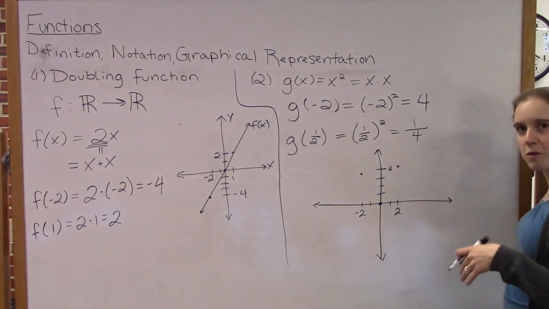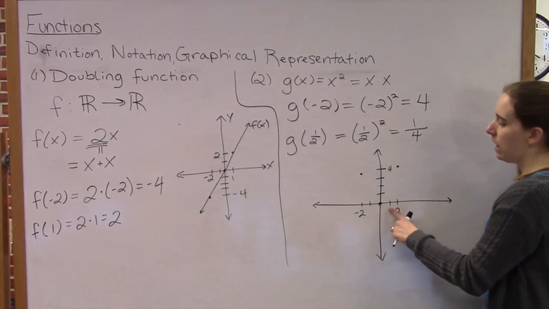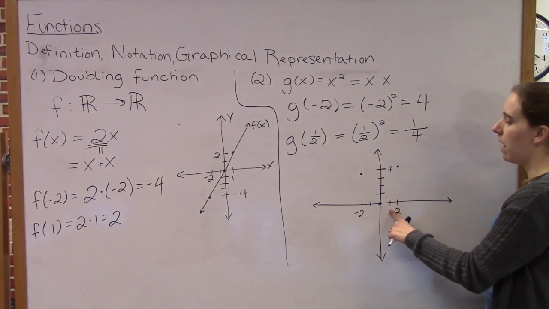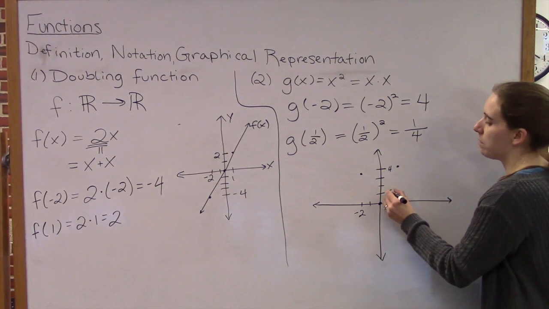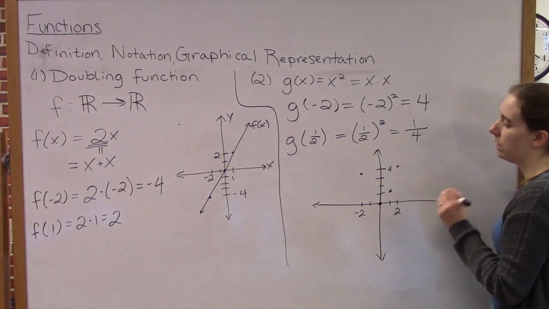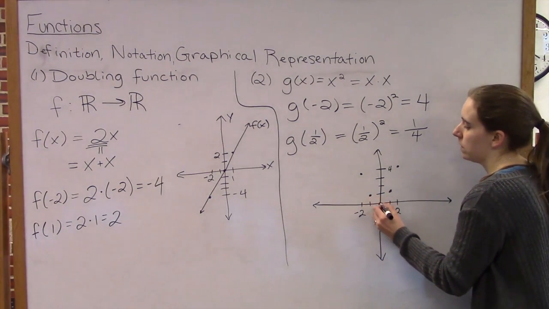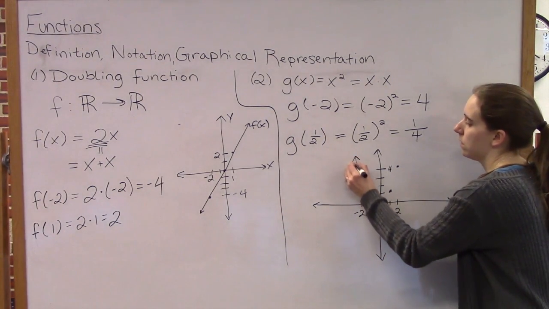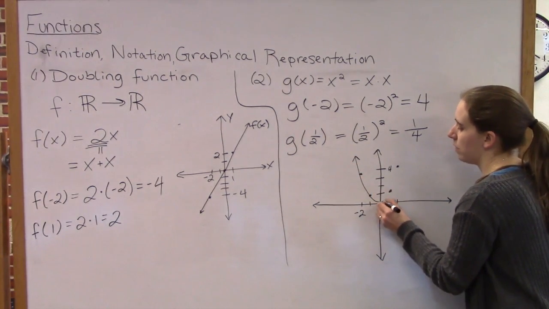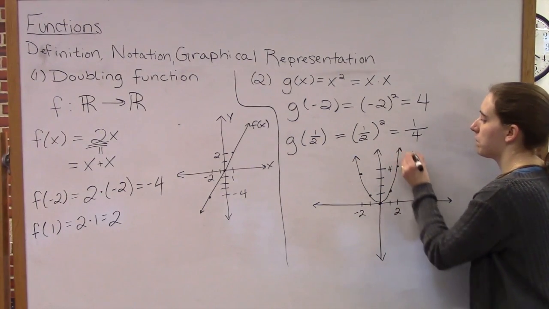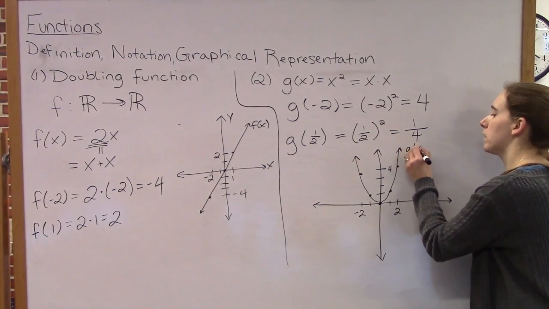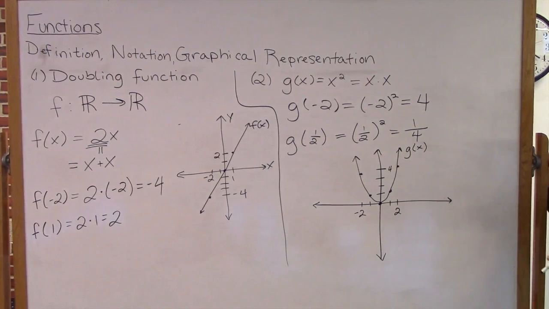Then, just to make sure we have the right kind of shape going here, if I plug in or substitute in +1, I'm going to get +1 because 1 squared is 1. Same thing if I substitute in -1. So my graph isn't perfect here, but you get the idea. We get a nice U-shaped parabola for our graph of the square function.